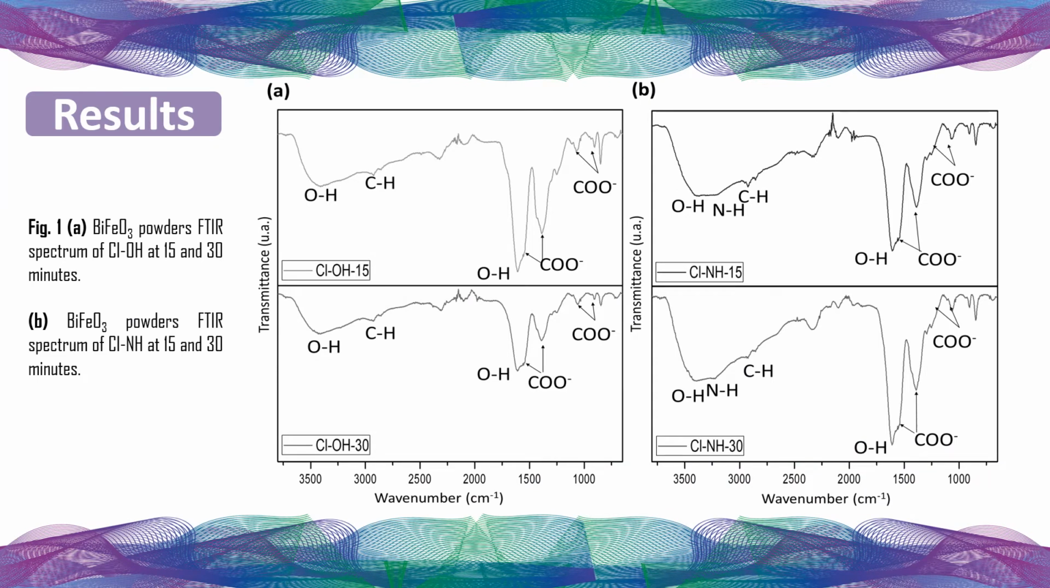Now I show you the results that I have. Figure 1a shows the FTIR spectrum for the chloride and potassium hydroxide experiment with a time variation of 50 and 30 minutes respectively. At first glance, we can observe the similarity of one spectrum to the other, differing only by the intensity of one signal.